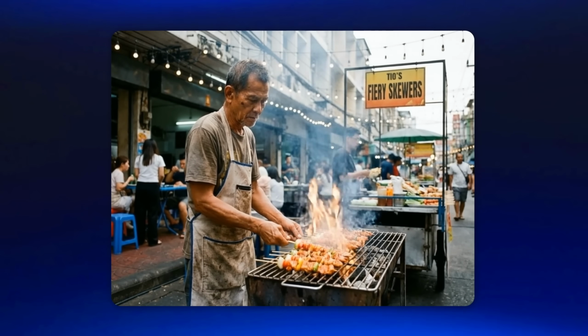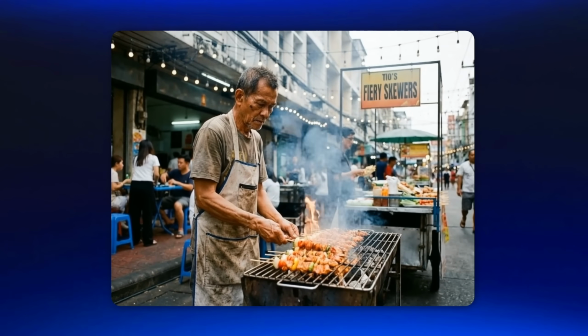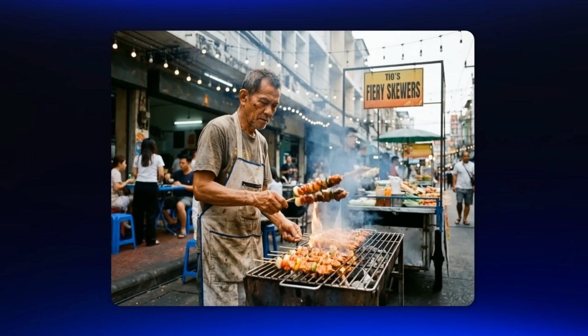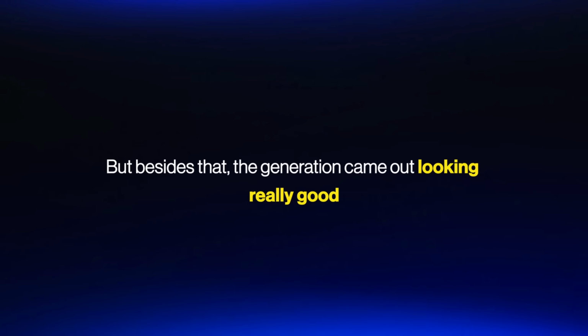The animation looks really cool. The street vendor looks very natural, his hand movements and the way he interacts with the food feel realistic. The only thing I want to point out is that the overall quality does have a bit of that AI smoothness to it, which can take away from the realism. But besides that, the generation came out looking really good.